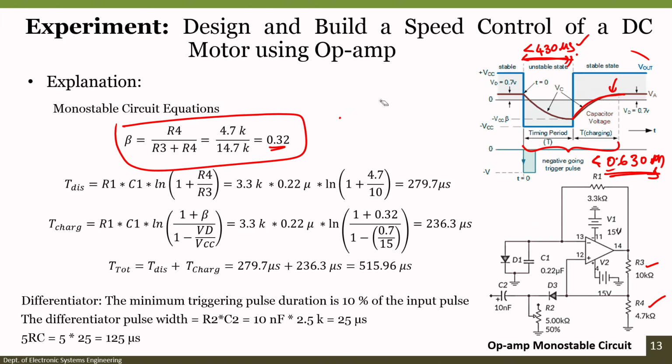Now, for the designed calculation of R1 and C1, the formula for the discharge time is R1 C1 into log of 1 plus R4 by R3. So, the value will be approximately 280 microseconds. The limit is 430 microseconds, but the pulse that we are getting is 280 microseconds, which is smaller than 430. So, one particular design criterion is met, right.